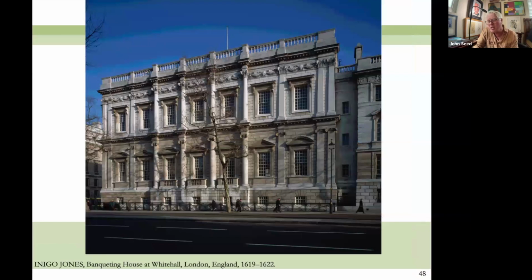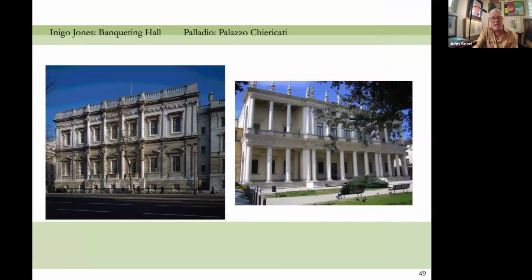In Britain, you see them trying to catch up with the Renaissance by looking at the work of the great Venetian Palladio. Inigo Jones's Banqueting Hall certainly has the echoes of Palladio, but it's flatter. And the columns have mainly been reduced to pilasters and flattened. They didn't quite have yet the feeling of depth, but they did borrow the great sense of order.